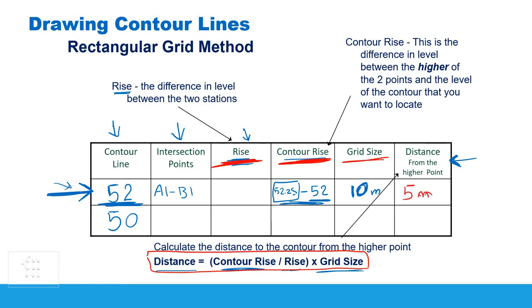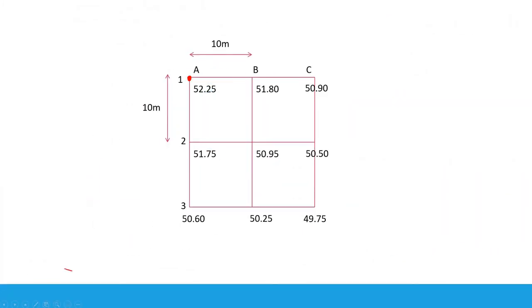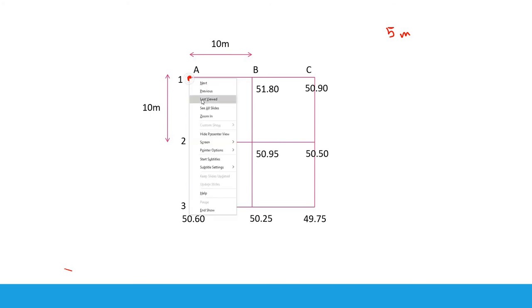So if you calculate a distance to be, for example, 5 meters, this 5 meters would be from the higher node. So in our example here, the higher intersection point is 52. When you calculate the distance, as I mentioned, let's say that the distance is 5 meters. That means that we have to measure 5 meters from this node, the higher one. So from here we are going to measure 5 meters.